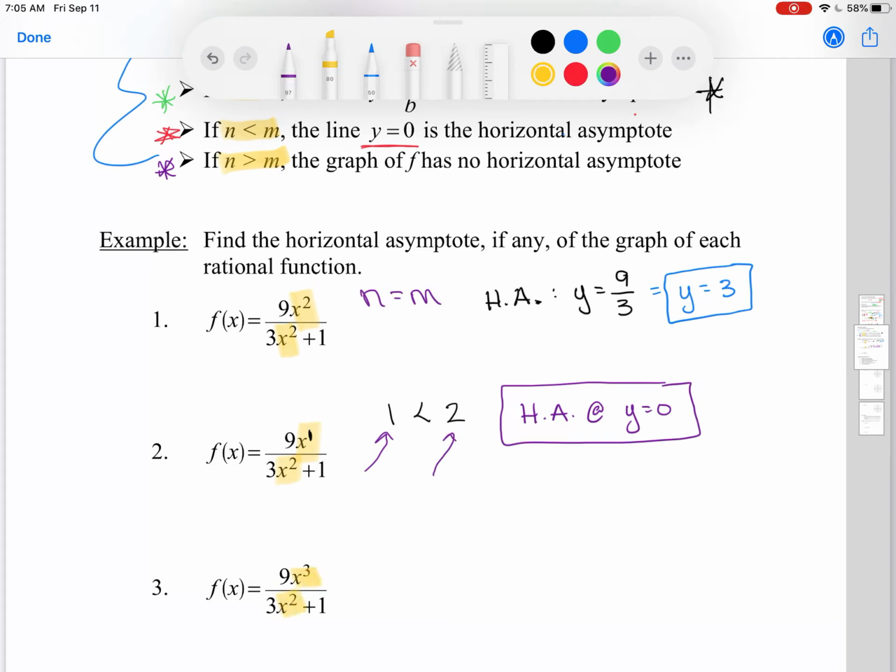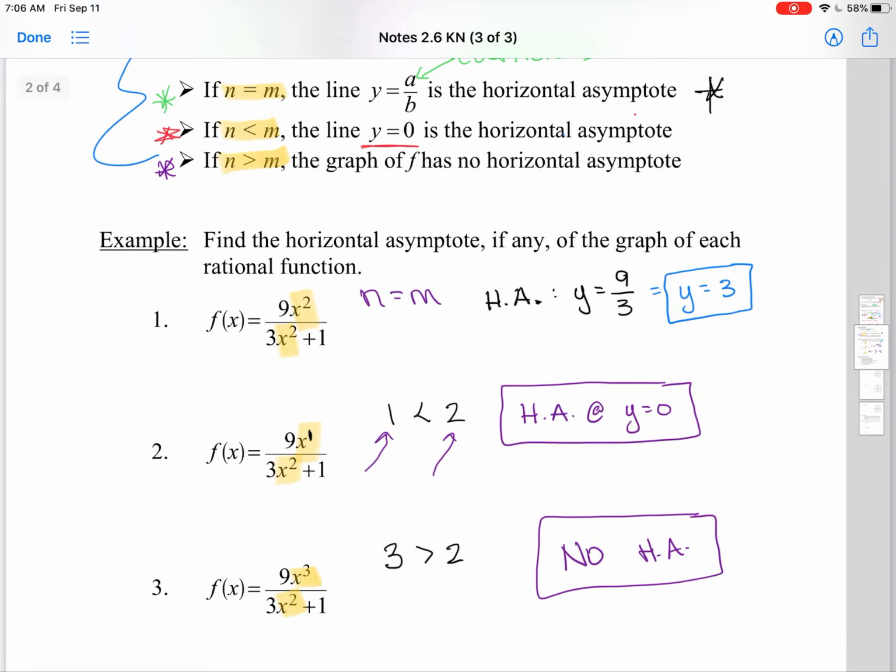Last but not least, we have x cubed and x squared. If we look at those, we know that cubed is greater than squared. So we go back up, we look at the rules, and this time, since I had a greater than, I know that there are no horizontal asymptotes. And I'm abbreviating it this whole time. If you choose to abbreviate your vertical asymptotes and horizontal asymptotes on your test, that's totally fine. I know what you're talking about. Okay, so we need to use those rules.